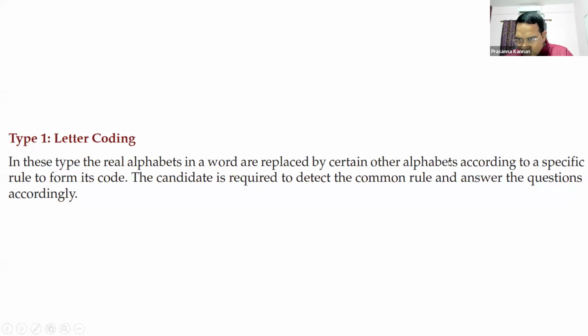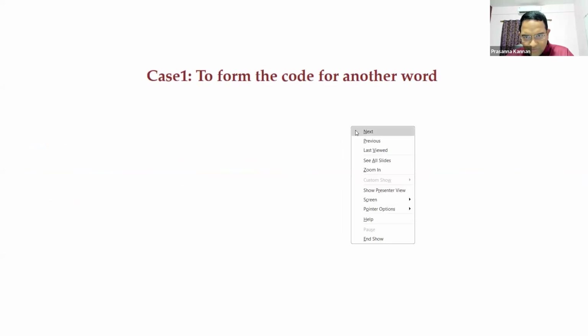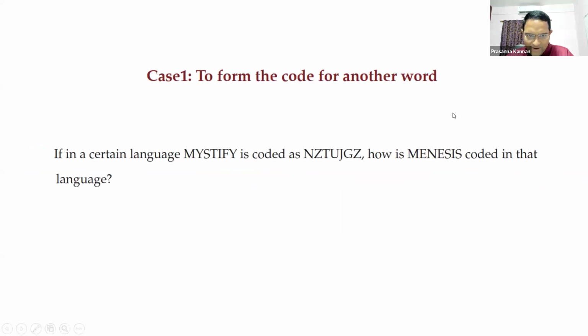Replaced by certain other alphabets according to a specific rule to find this code. The candidate is required to detect the common rule and answer the questions accordingly. We saw one or two examples in our last class, so we'll be doing a similar one. Okay, this is for you. If in a certain language, MYSTIFY is coded as NZTUJGZ, how is MENESIS coded in that language?